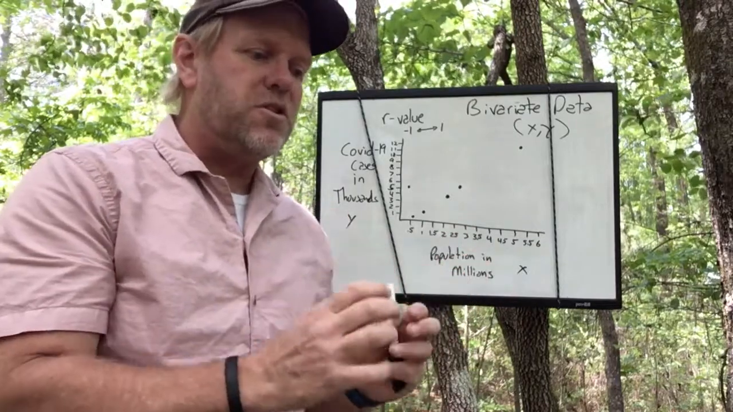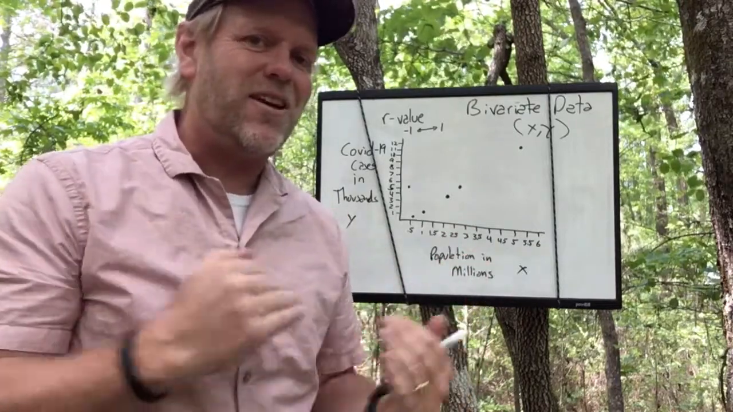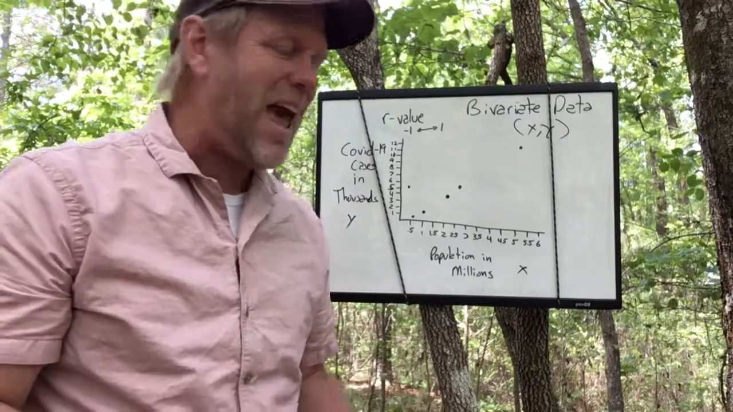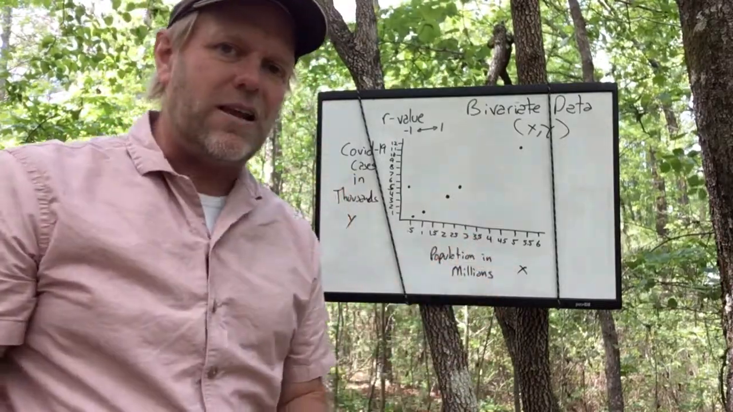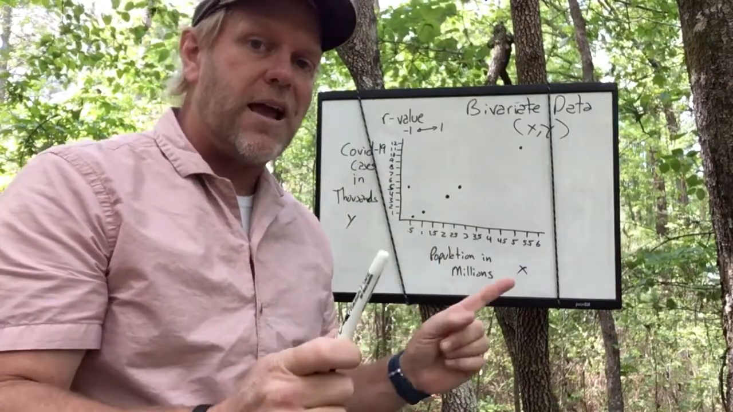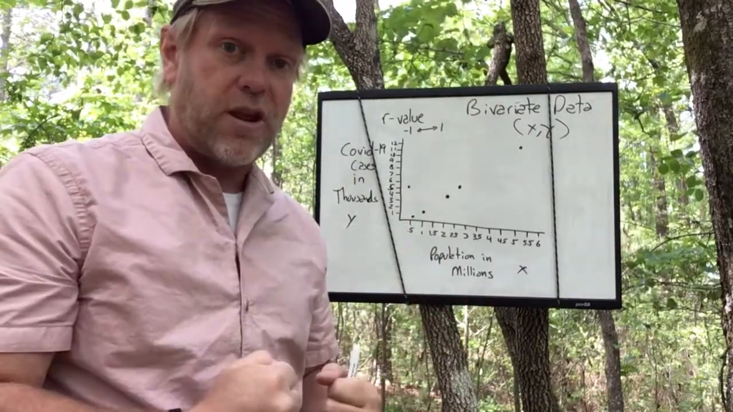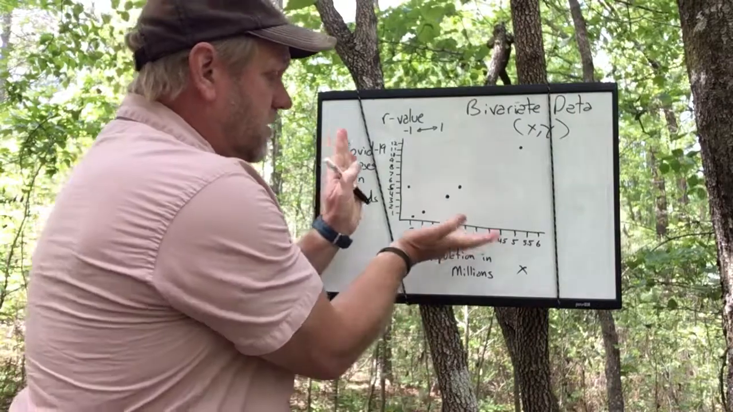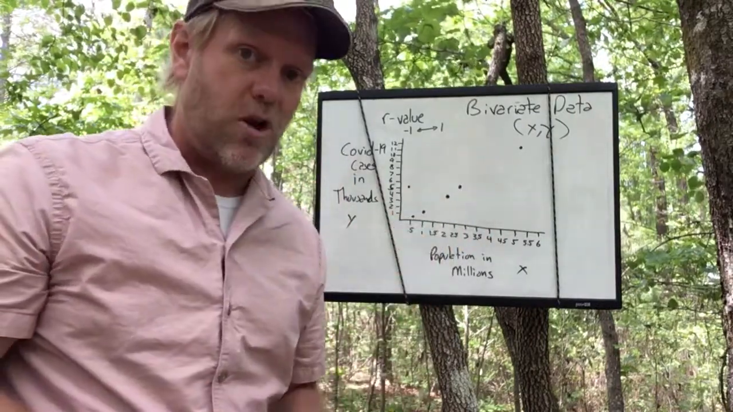The closer you are to 0, the less chance there is, the less confidence you can have that your data are related, that there's an effect going on here. The closer you are to 1 or negative 1, the stronger you can have confidence in the fact that there might indeed be something that's going on.